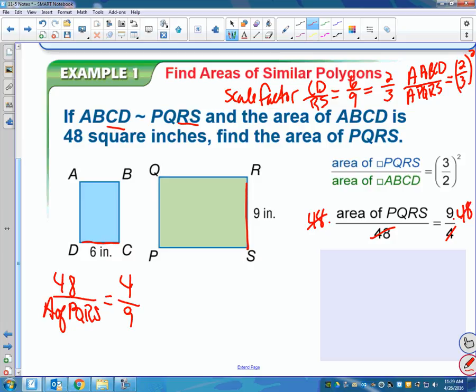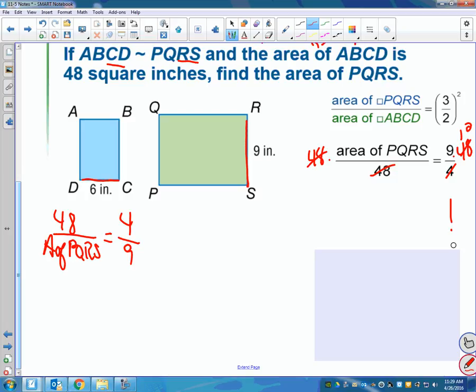4 goes into 48 12 times. 10. Oh, I don't have any. $108, is that true? And that would be the area.